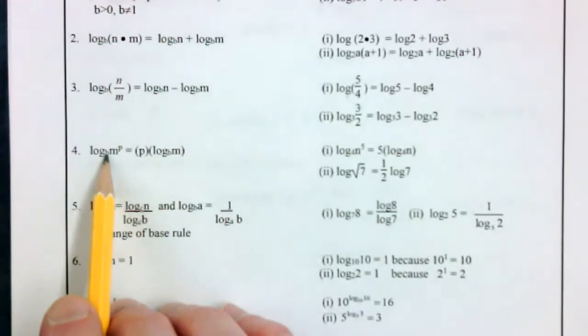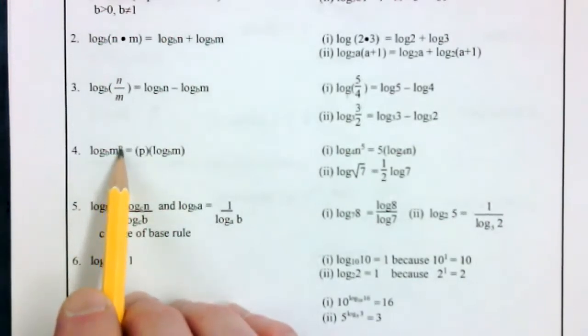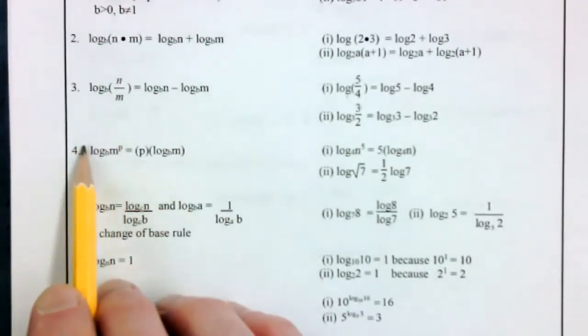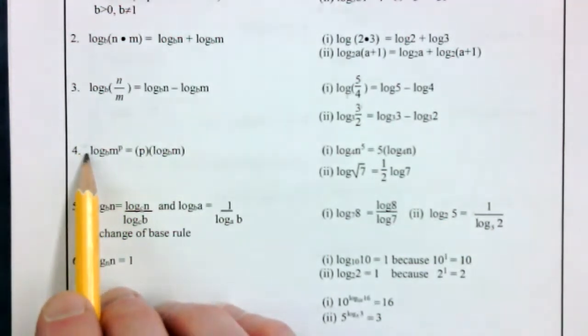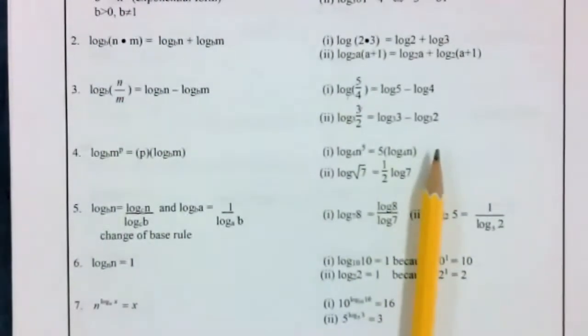Now look at this. This is log base b of m, where m is to the exponent p. We can always also throw that p into the front of it, right here. So the exponent can be a kind of multiplying coefficient.